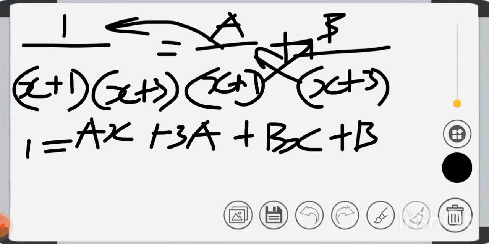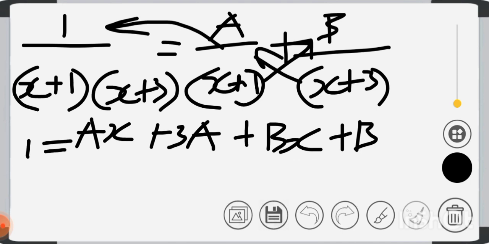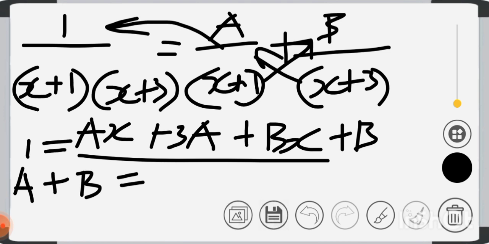The next thing now, I will equate the coefficient of x on this side to the coefficient of x on the other side. This is the coefficient of x: that is A, and also B is a coefficient of x. What has x on the other side? Nothing, that is 0. So A plus B is equal to 0.